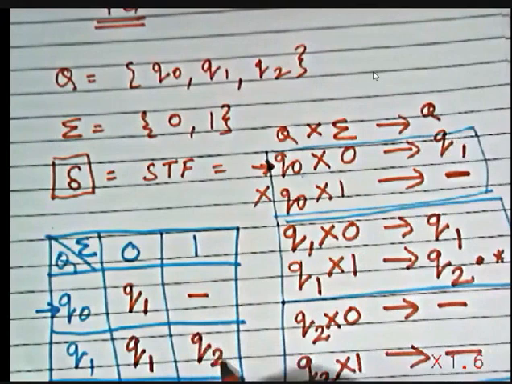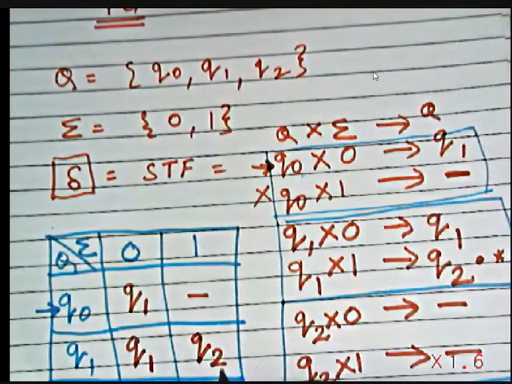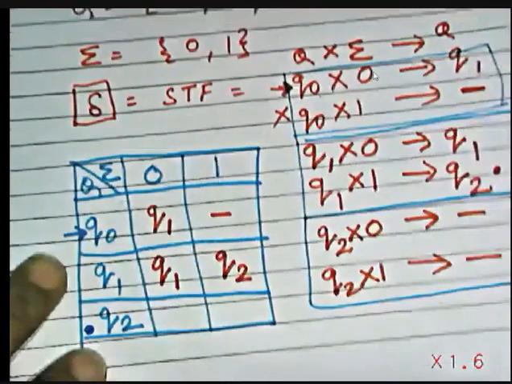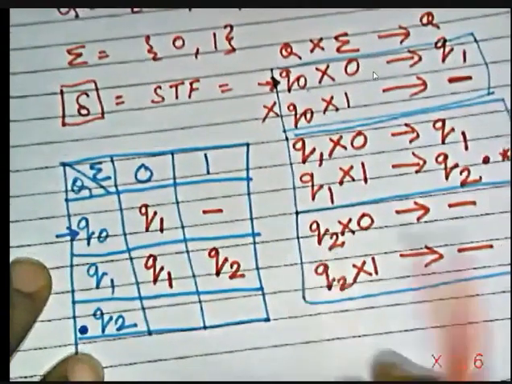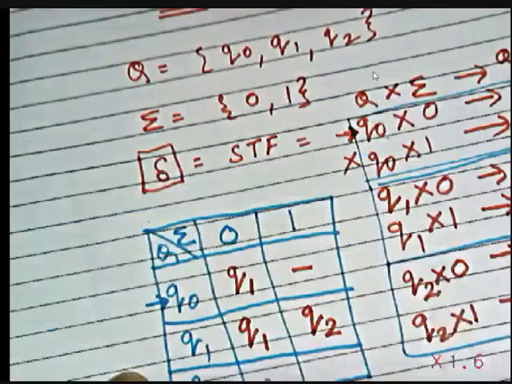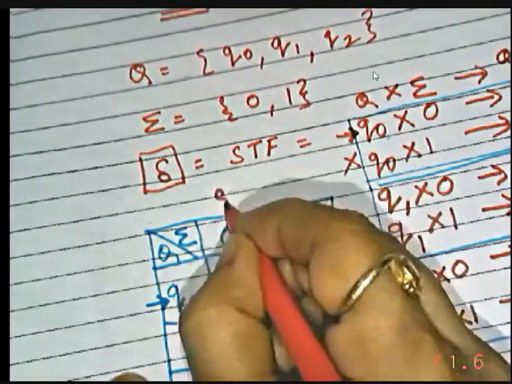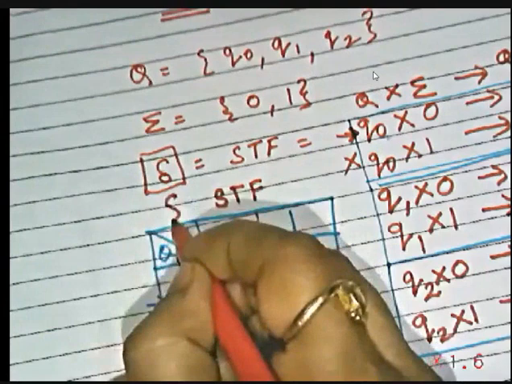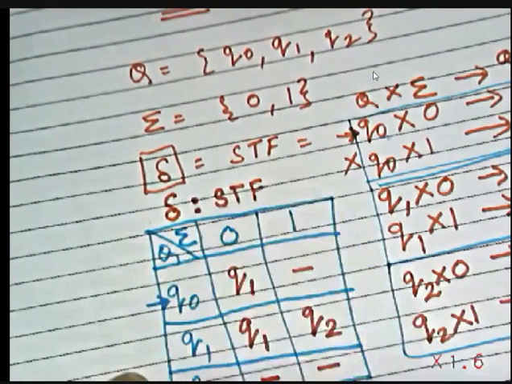Now here there is no need to mark it with a dot or a star because it is already marked here, which is the indicator that Q2 is a final state. Now third is Q2 on 0, there is a dash, and Q2 on 1 also a dash. So I will keep it like this only. So in short, I can say that this is my delta function for a given finite automata.